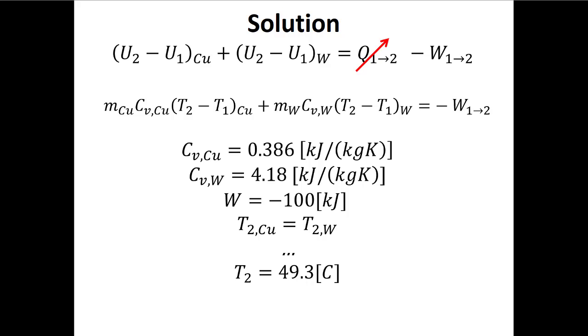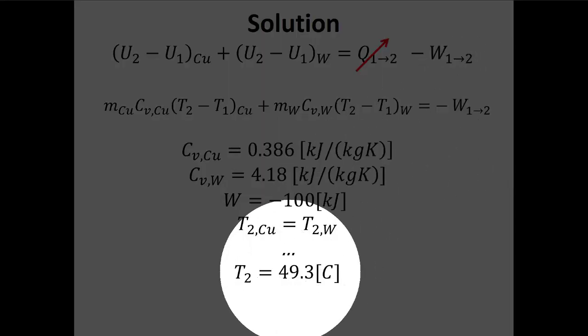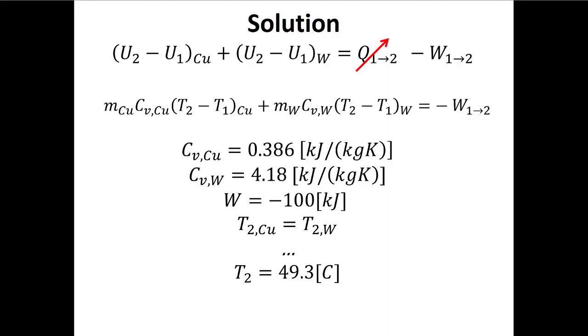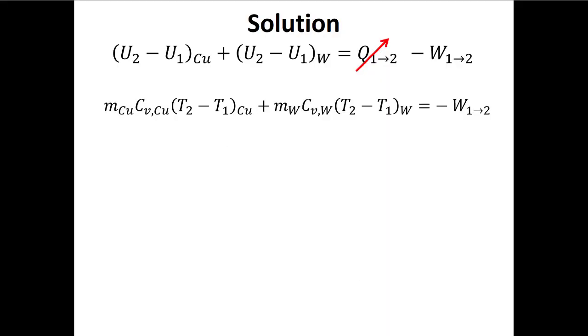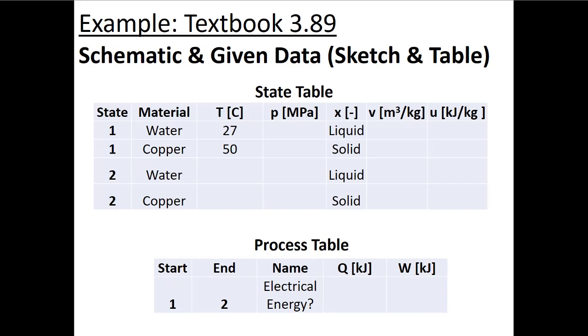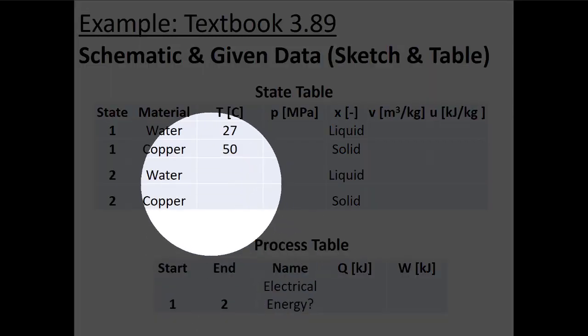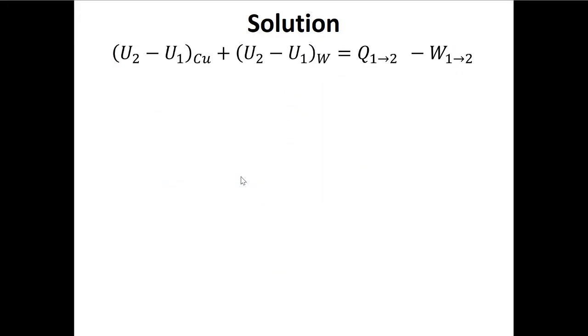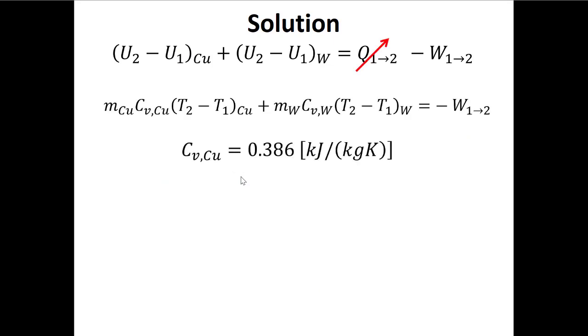If we remember, I think the initial temperature of the water was 50 degrees. The initial temperature of the copper was less than that. I think it was something like 27 degrees, if I go back here. Oh, no, I mixed those two up. So the initial temperature of water was 27 degrees, and the initial temperature of the copper was 50 degrees. So I'm still sort of in that range.